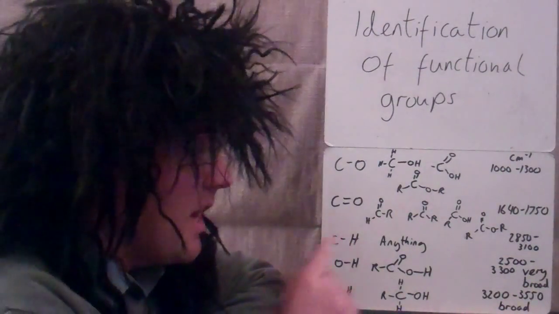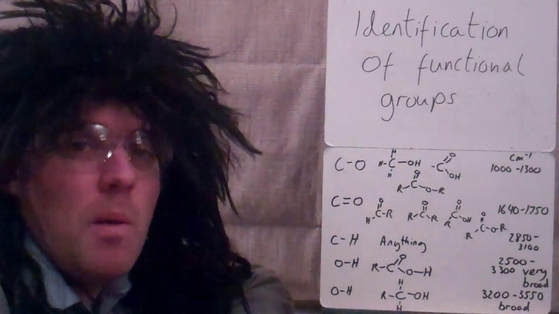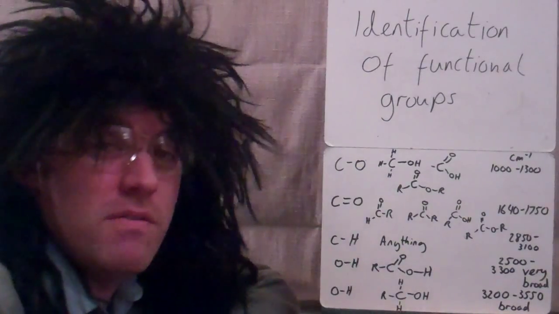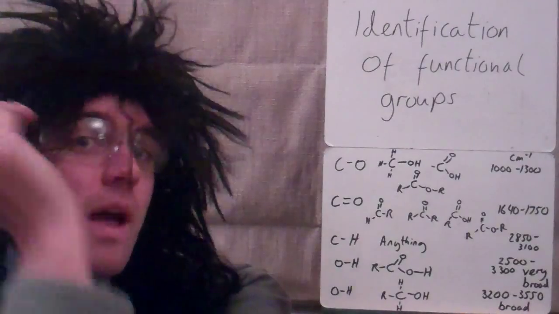We've got the carbon to hydrogen. Now, all organic compounds pretty much have a carbon to hydrogen bond. So that one's not massively useful for identifying different organic compounds because they've all got that bond.